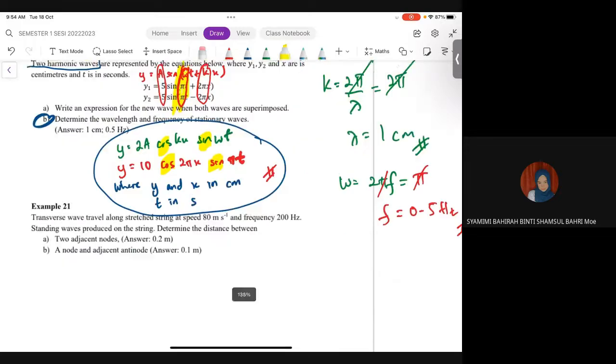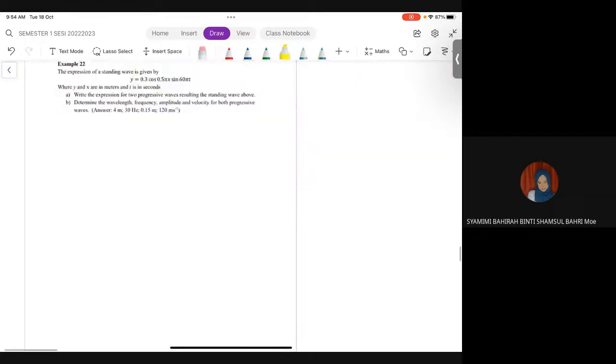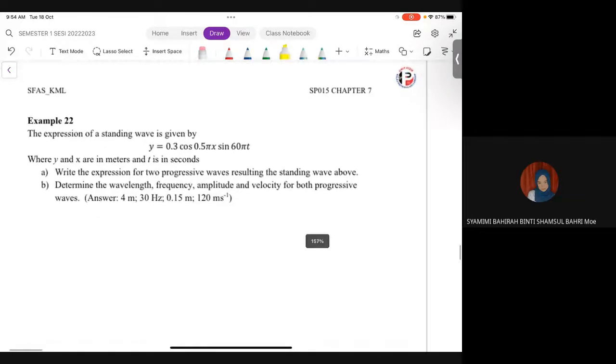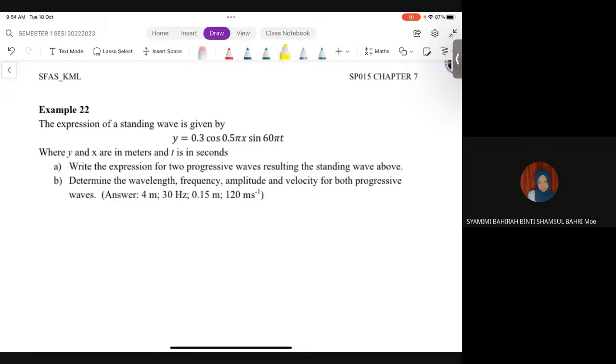Okey, boleh tak? Boleh. Ni apa ni? Oh, ni dia suruh pecahkan pula. Macam-macam soalan. Ni dia bagi standing wave. Dia suruh you pecahkan pula kepada two progressive wave.